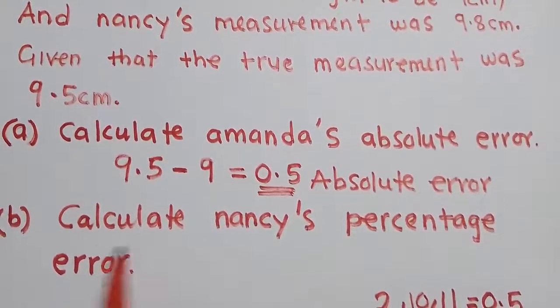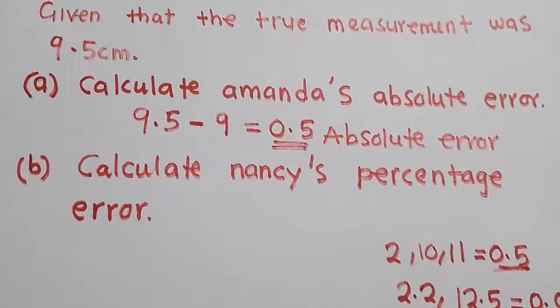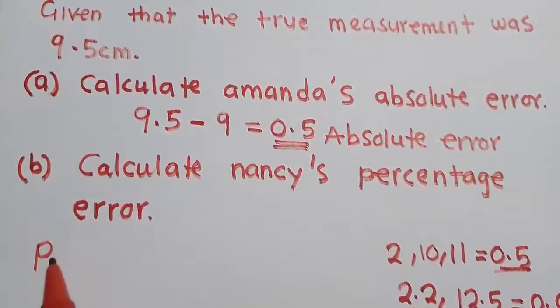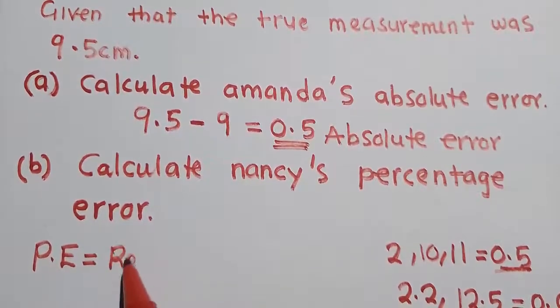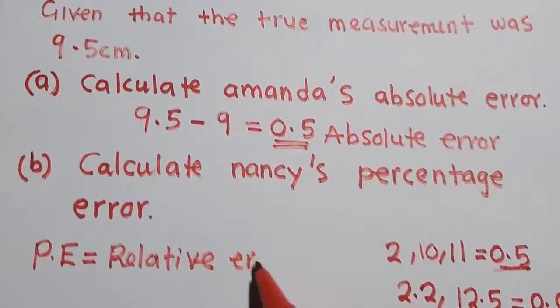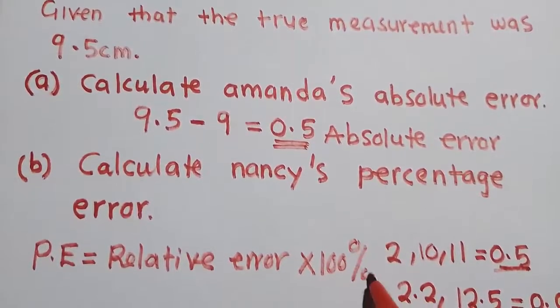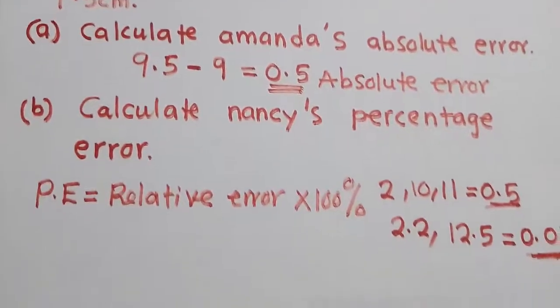It is saying, calculate Nancy's percentage error. You want to calculate Nancy's percentage error. How can you calculate the error that Nancy made in percentage? So I'm going to abbreviate percentage. Percentage error is equal to relative error times 100%. This is the formula that we are going to use.